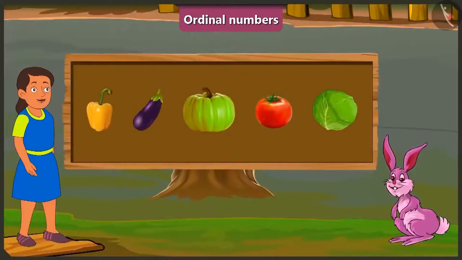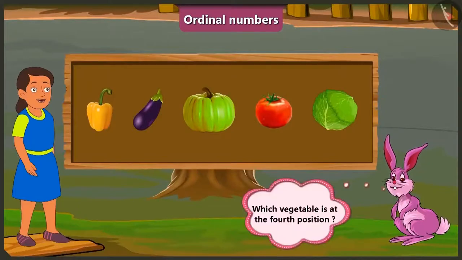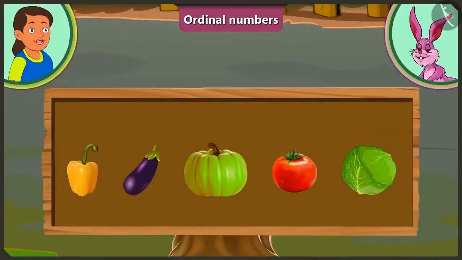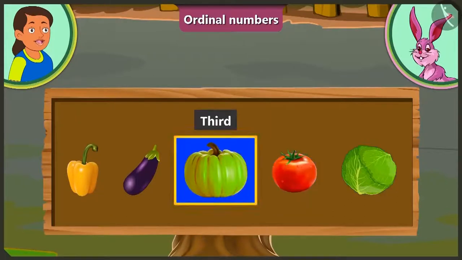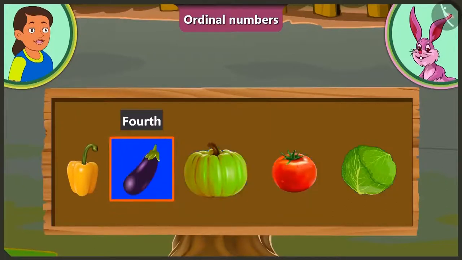There are some vegetables kept in a row. Which vegetable is at the fourth position? Here first of all is cabbage. At the second position is tomato. At the third position is pumpkin. And at the fourth position is here brinjal.